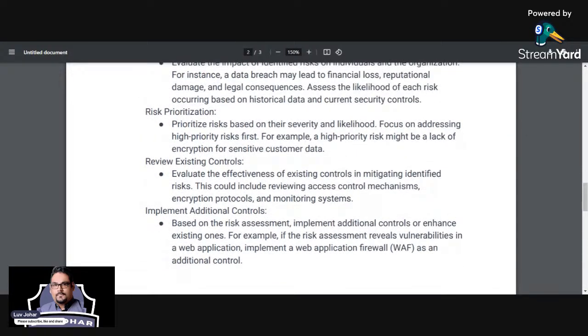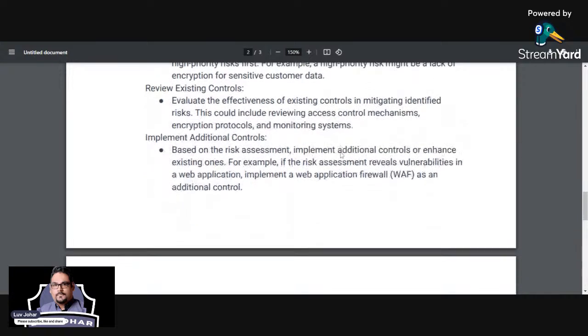Then, as we always do in the case of risk assessment as well, you prioritize the risk based on your severity and likelihood, based on your assessment, and then you focus on addressing the high priority risk first. Because you might not have protection or encryption on sensitive customer data, so that is a high risk. So you have to make sure you have proper encryption for sensitive customer data.